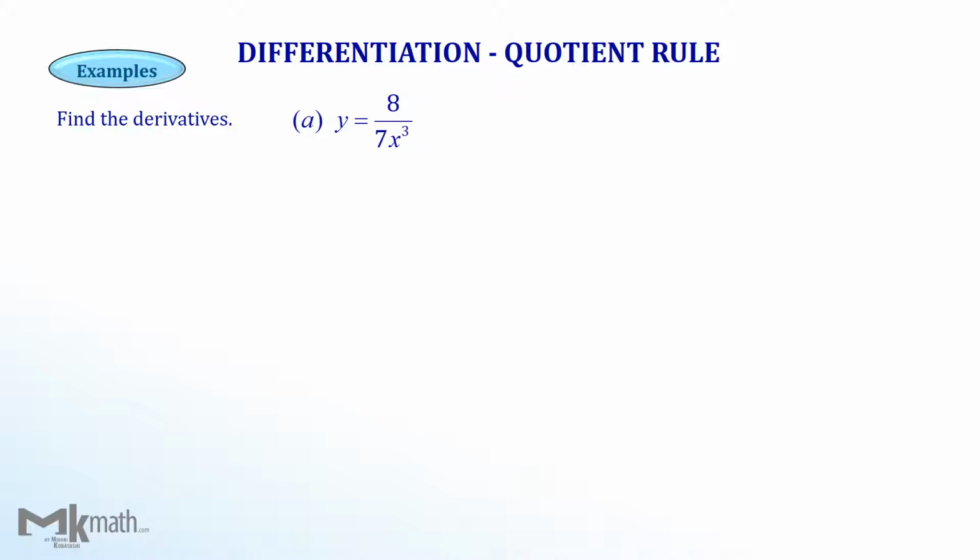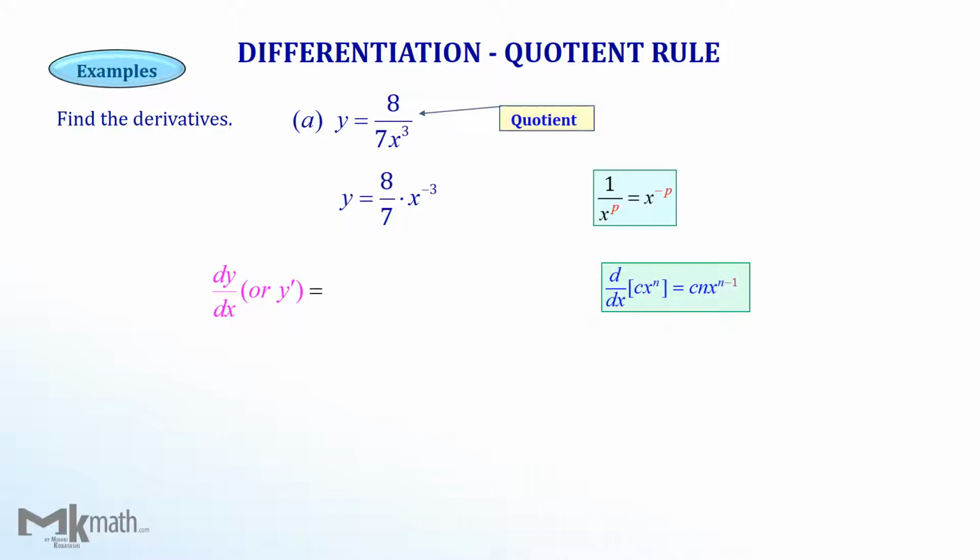Find the derivative of y equals 8 divided by 7x to the cube. Since this is a quotient form, do we apply the quotient rule? Yes, we could. However, this question can be expressed in a different form. Now we can apply the derivative formula without the quotient rule.